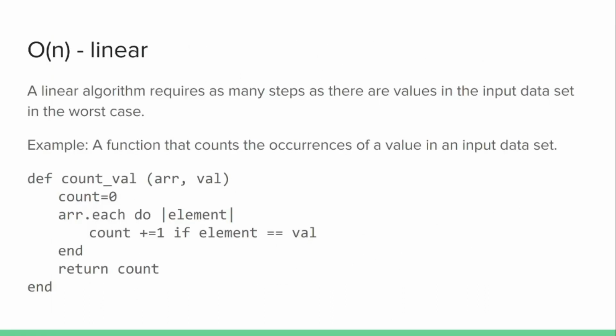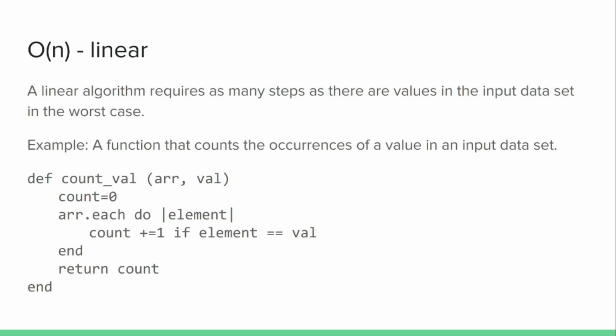Next, let's talk about linear complexity. A linear algorithm requires as many steps as there are values in the input data set in the worst case. Another way to think about it is that as our data size grows, our algorithm requires the same increase in the number of steps. So as the pieces of data grow, the number of steps grows at the same rate.